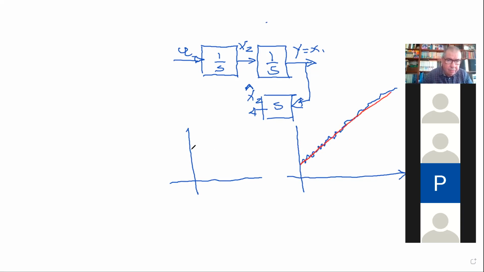okay, then the velocity would be what? If this is x1, then x2 hat would be what? What type of line? The derivative of a straight line is a constant line, okay?